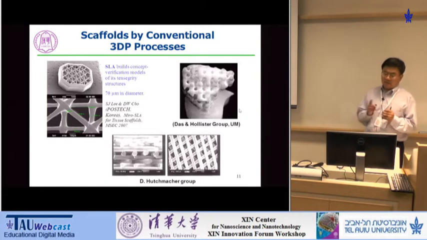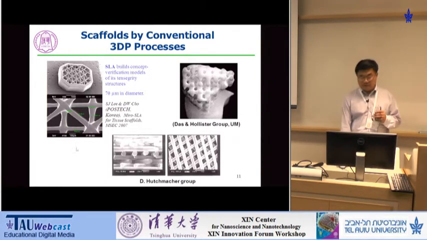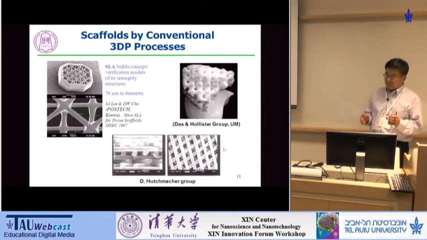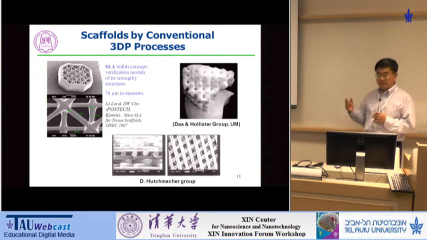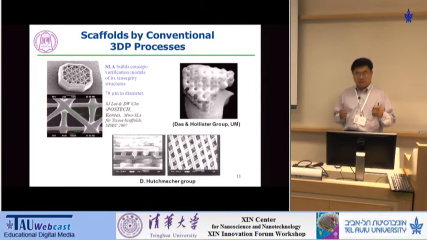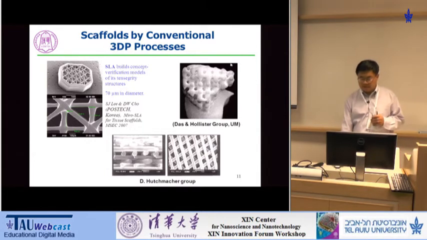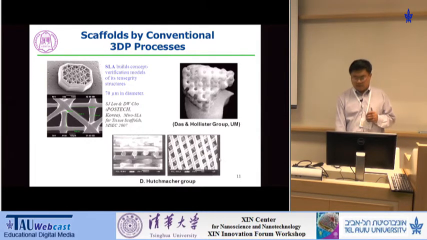Then the third level is the tissue scaffold. I just give selective examples, SLA, SLS, and FDM, because I don't have time to expand and explain every 3D printing technology in detail. But this is laser, this is laser sintering, this is FDM extruding. But those show examples of the degradable tissue scaffold.